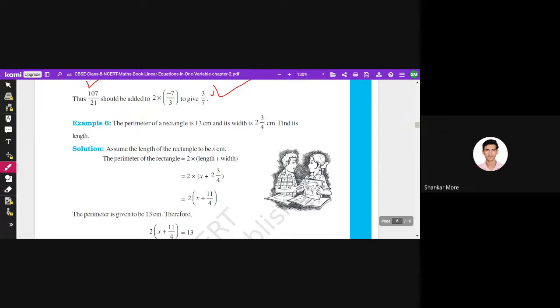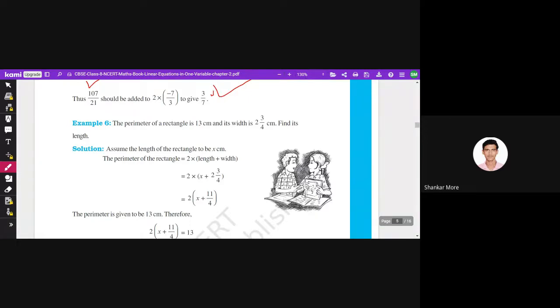Now to solve this example, we need to know the formula for the perimeter of a rectangle. So what exactly is the perimeter of a rectangle? The perimeter of a rectangle is nothing but the length of the outer sides, right? We measure the length, and that is the perimeter.